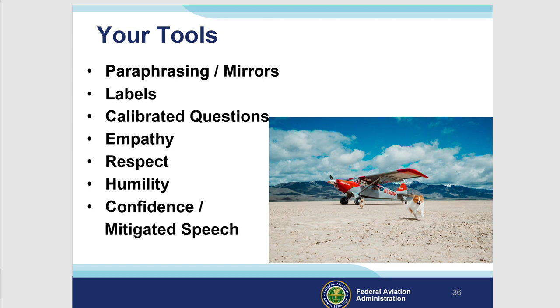But the tools I want you to be able to take away are going to be paraphrasing, mirrors, labels, calibrated questions, empathy, respect, humility, confidence, and mitigated speech and how that feeds in, right? Having enough confidence to not mitigate your speech and knowing when you can mitigate it, when you have a lot of time and you can phrase questions nicely, and when you have to be more assertive and yell or say abort or go around and not suggest something, not hint at it.